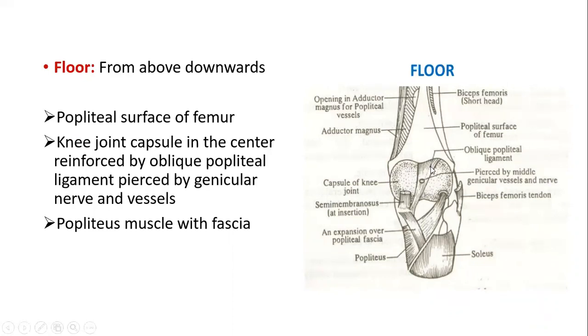And this ligament itself is pierced by the genicular nerve and genicular vessels, which are going inside the joint cavity to supply the knee joint. And then we have a popliteus muscle along with its popliteal fascial covering. So this is the floor or the anterior boundary of the popliteal fossa.